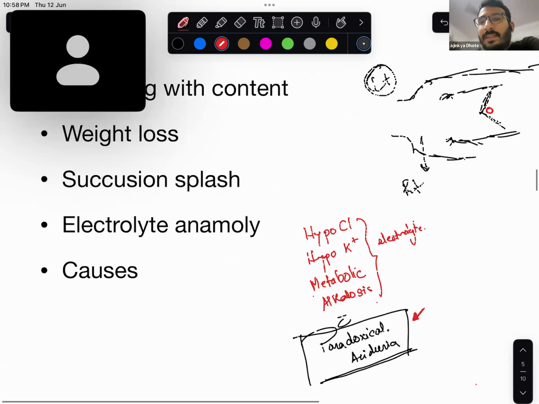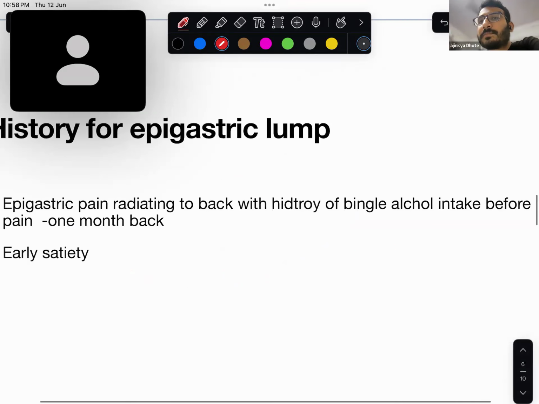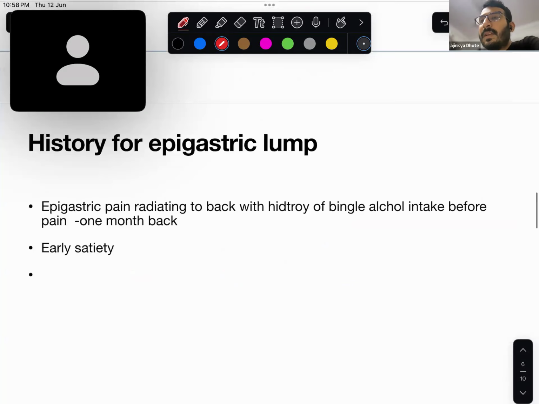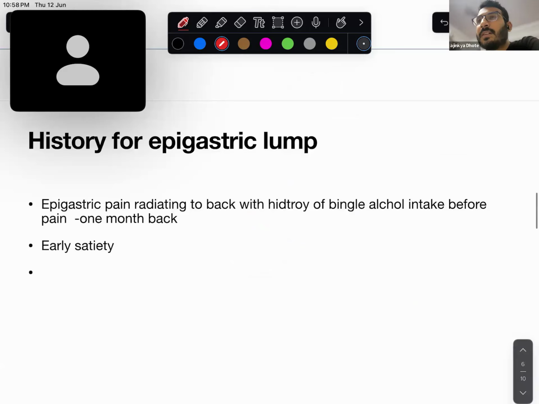We've already discussed the causes of gastric outlet obstruction, and they're very important whenever you get a case of epigastric lump. So till now, we have only discussed gastric causes of epigastric lump, starting from peptic ulcer and then coming to all those malignant and benign causes as far as history is concerned. Now we'll come to the pancreatic region.